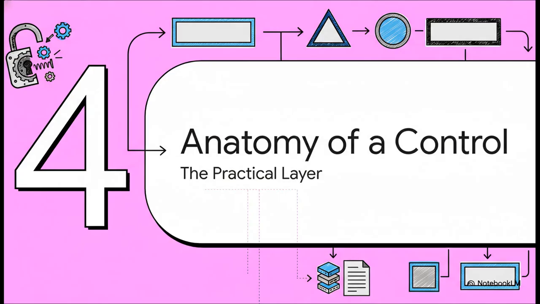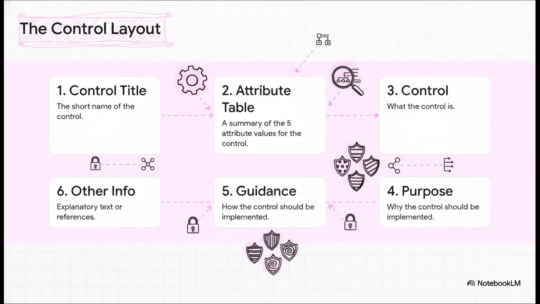So, we've talked about all these concepts, all these different views, but where do you actually find this stuff in the document? Let's take a single control and dissect it to see how this all comes together in the real world. The layout for every control is just beautifully structured now. You get the title, the main control description, its purpose, and of course detailed guidance. But look right there at number 2, the attribute table.